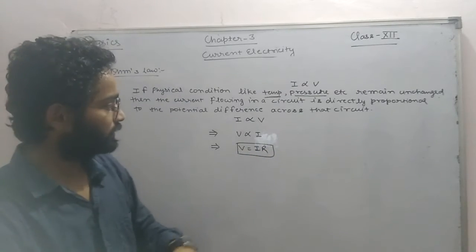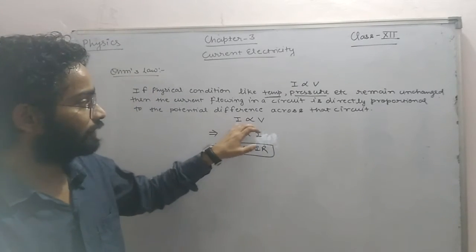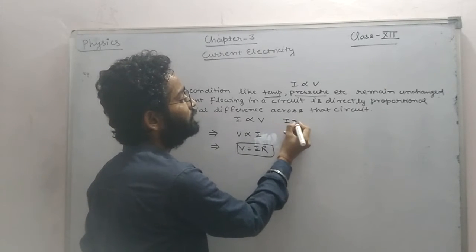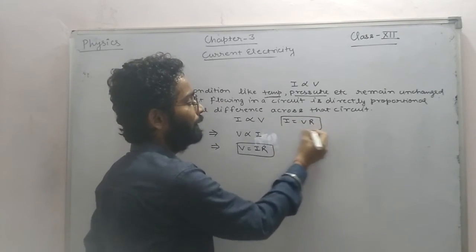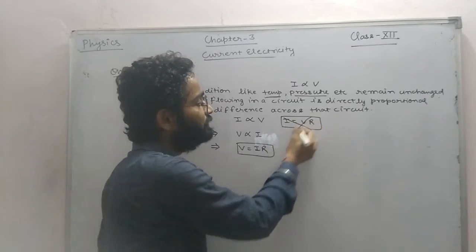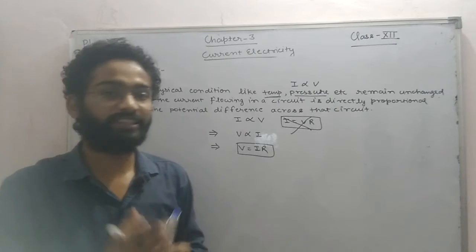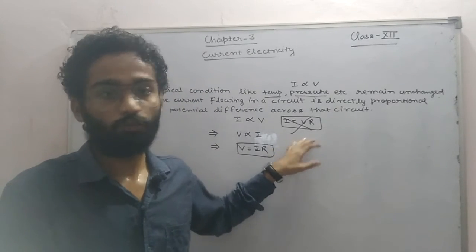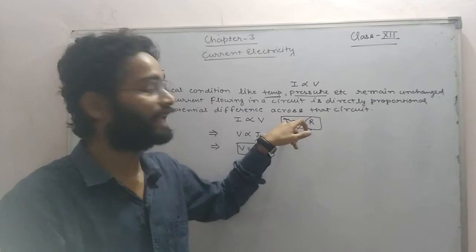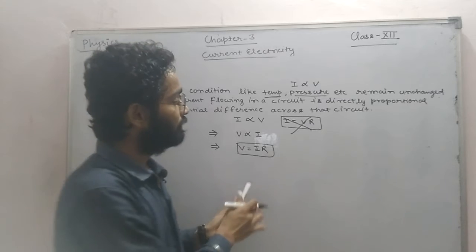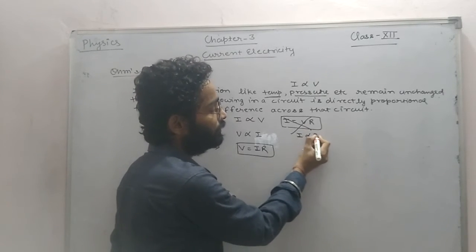Some of you may ask: I is directly proportional to V, so why have we not written I is equal to VR? As we know, resistance is an obstacle put in the path of the flow of the current. So with an increase in resistance, current cannot be increased, and this would show I directly proportional to R.